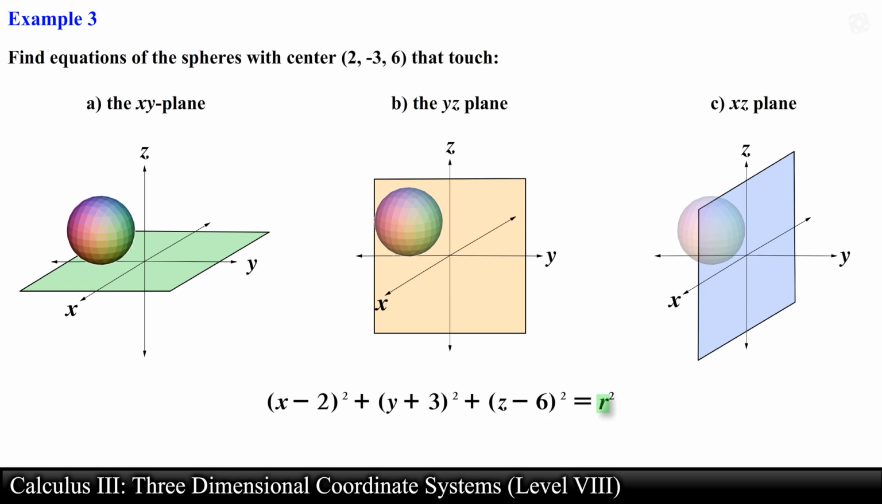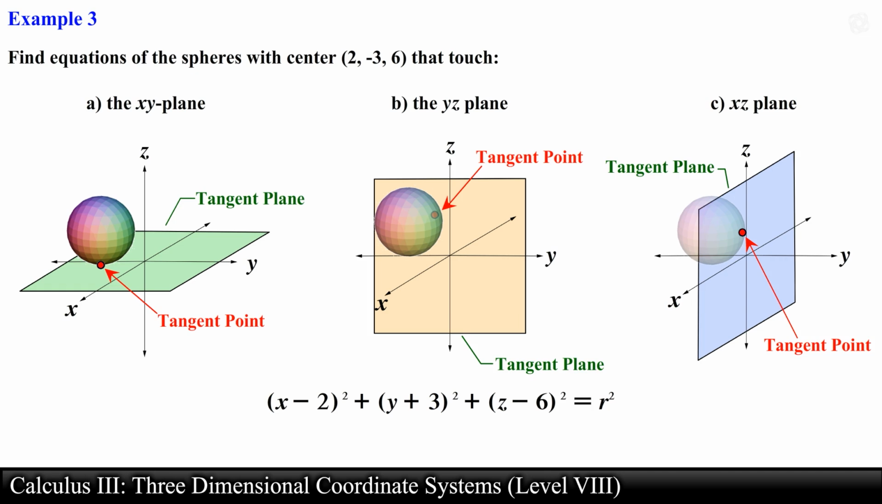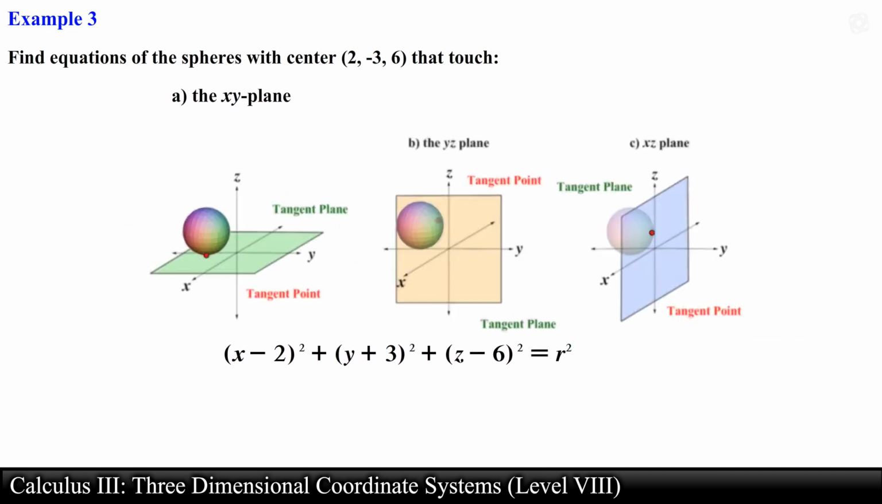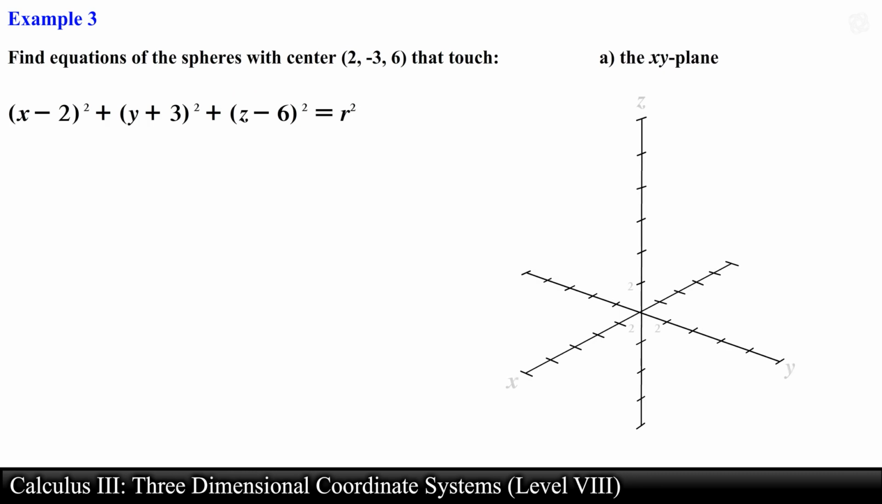This means that we need an additional point, so we can use the distance formula in 3 dimensions. The second point we need is the point where the sphere touches each of the coordinate planes. In essence, the point where the sphere touches the coordinate plane is called the tangent point. In this case, the coordinate planes would be the tangent planes to this sphere. Let's first find the tangent point that is formed with the xy plane.